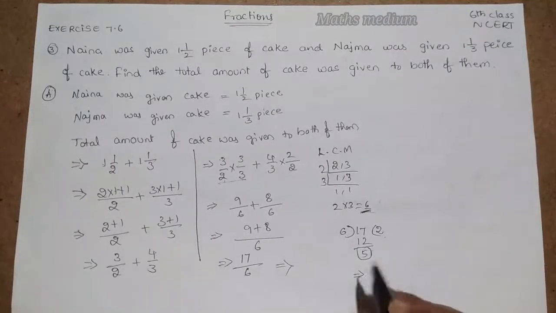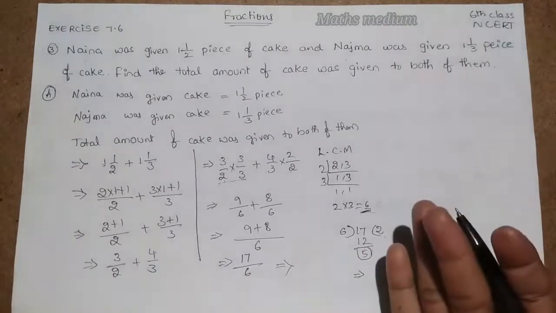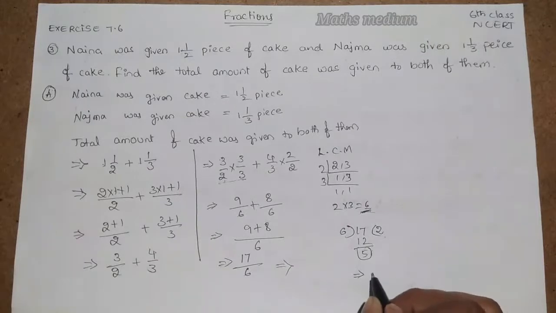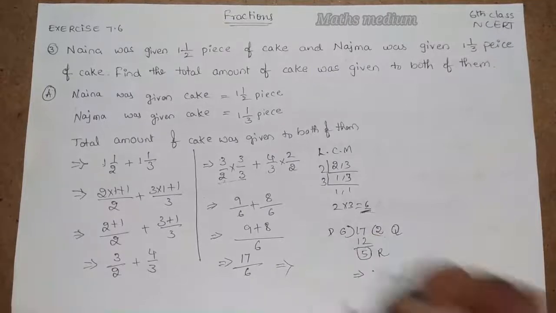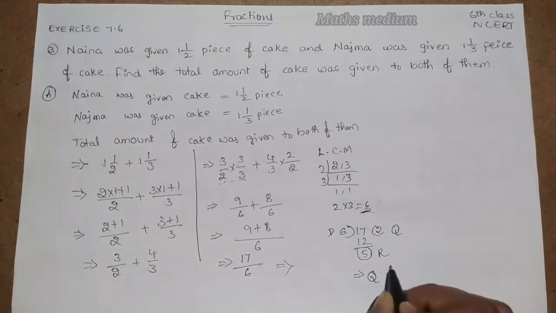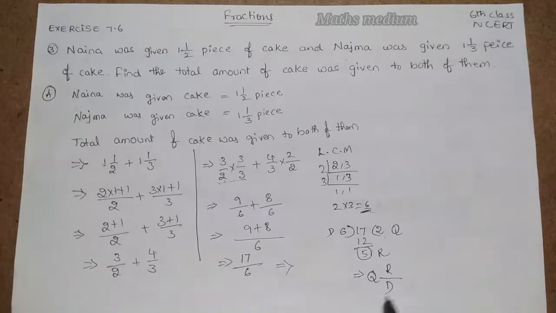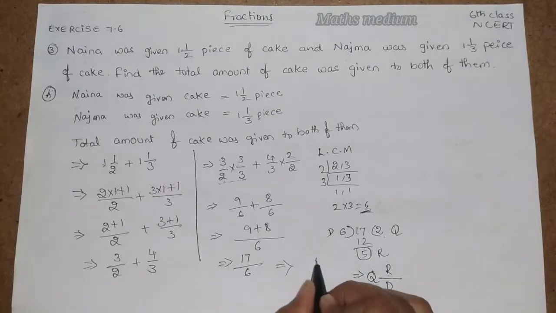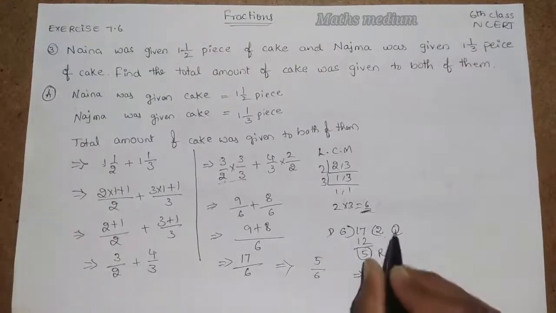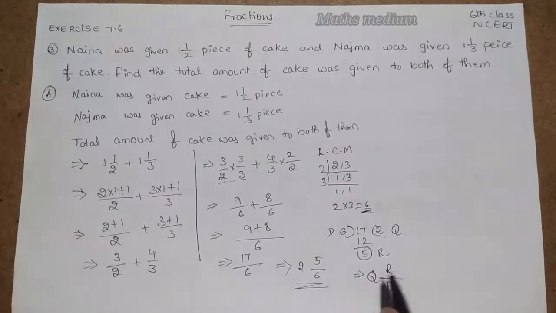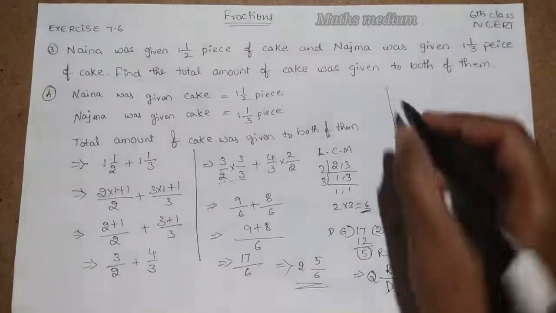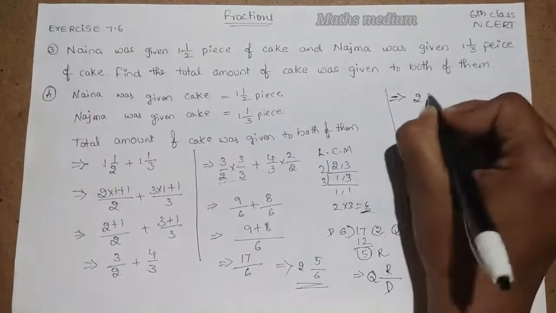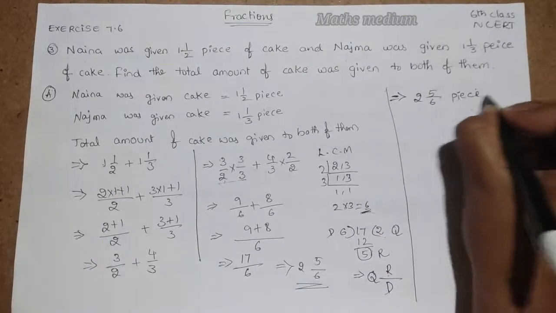In order to convert this fraction into a mixed fraction, we use the form quotient, remainder by divisor. This is the quotient, this is the remainder, and this is the divisor, right? Here the remainder is 5, the divisor is 6, and the quotient is 2. So this is the conversion of an improper fraction into a mixed fraction. So 2 5 by 6 piece of cake given by both of them.